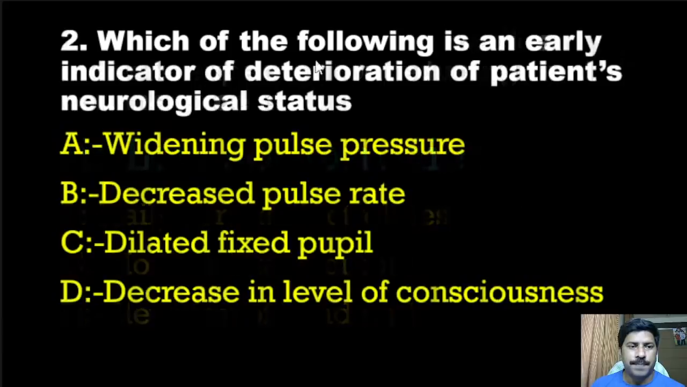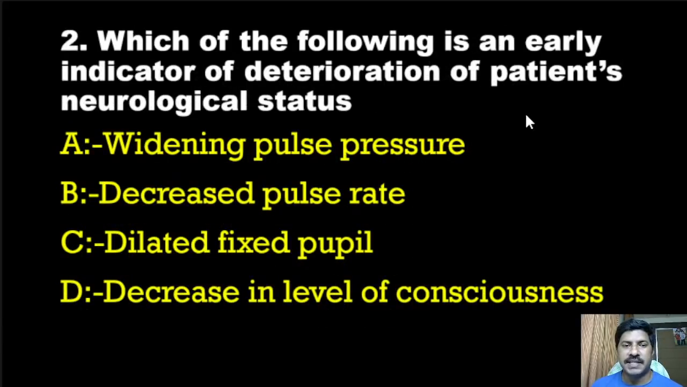So next question: which of the following is an early indicator of deterioration of the patient's neurological status? Widening pulse pressure, decreased pulse rate, dilated fixed pupils, decrease in level of consciousness or LOC. The important term is early indicator.